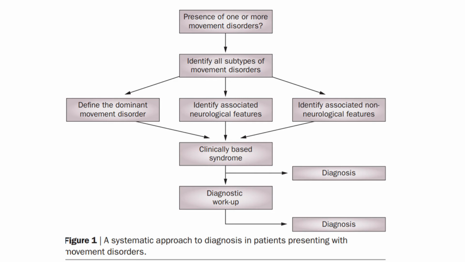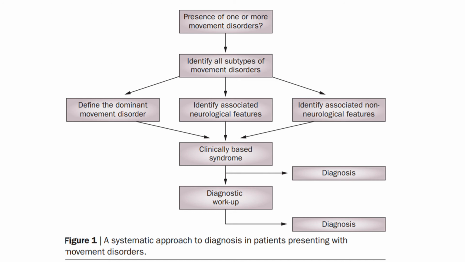Okay. So this was the approach to diagnosis in the patient with movement disorders. First of all, we need to know the presence of one or more movement disorders. We need to identify the subtype of movement disorder. We need to differentiate: is it hypokinetic? Is it hyperkinetic? If it is hyperkinetic, we need to see if it is jerky, that is non-rhythmic, or is it rhythmic. If it is rhythmic, is it dystonia, is it tremor. If it is non-rhythmic, is it myoclonus, chorea, or tics.